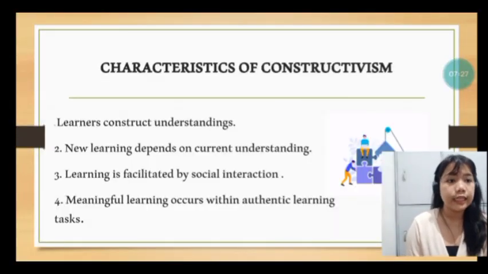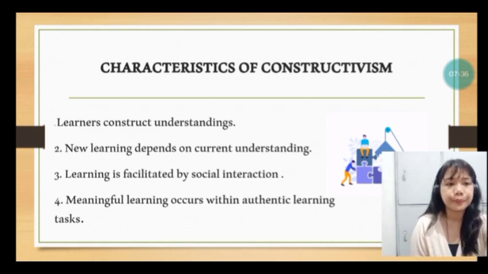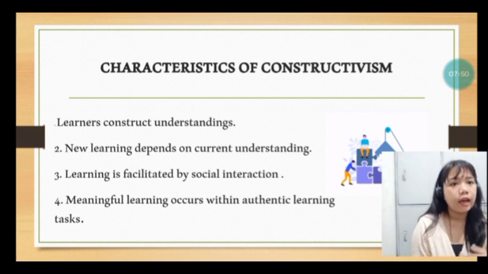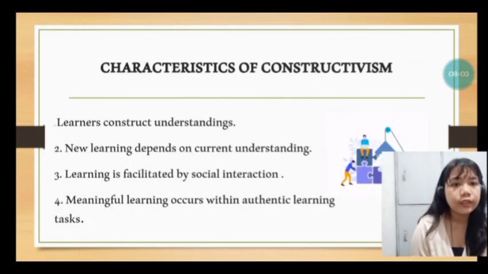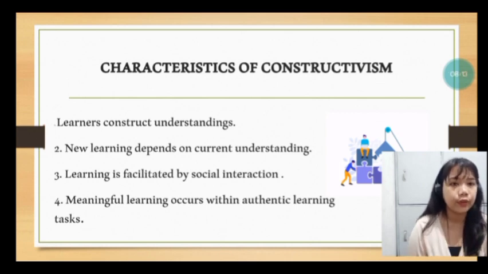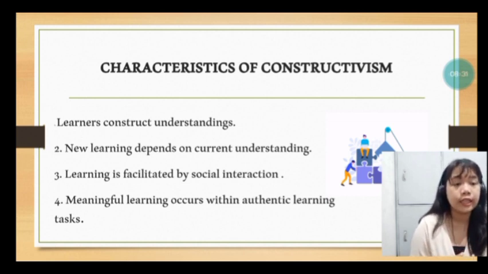So the first one is learners construct understanding. It helps them make sense of their experience and fit their own ideas into reality. And second is new learning depends on the current understanding, or interpreting the new information from the learner through present use. And the third one is learning is facilitated by social interaction. In short, learning takes place through our interaction and communication with others.